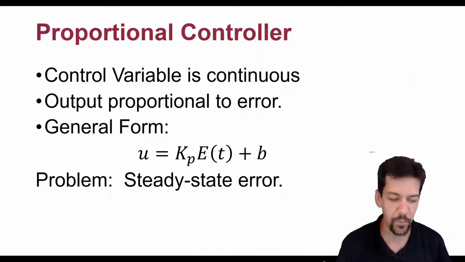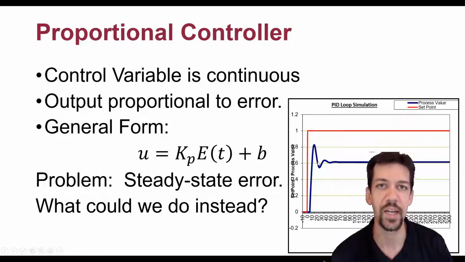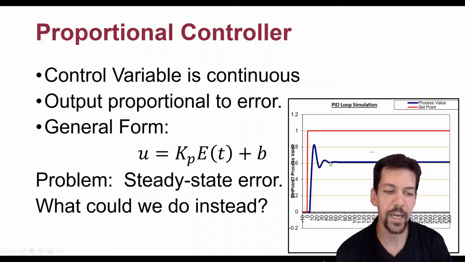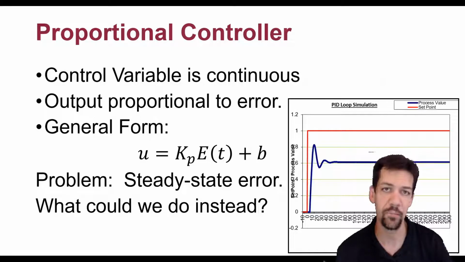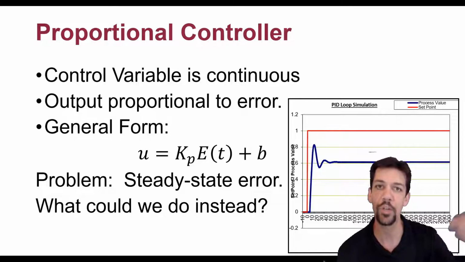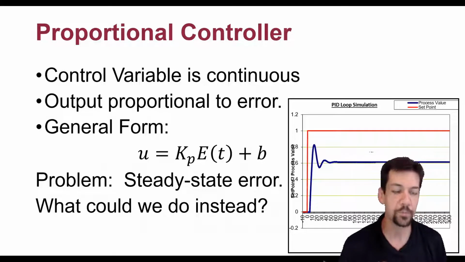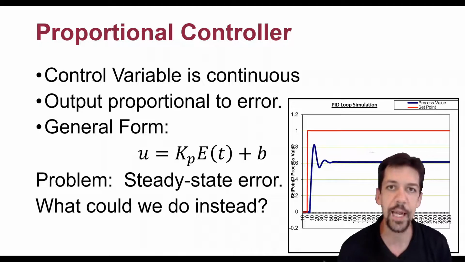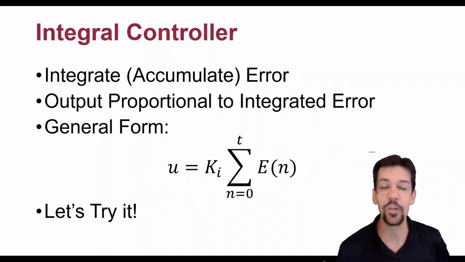And the problem here is that we have steady state error. Basically, we end up with something that responds to changes in our set point, but it has some offset, some steady state error that we can't really get rid of. We can add a base amount to it to try and get close, but if we change the set point, that target is going to move and we'll end up either undershooting or overshooting.